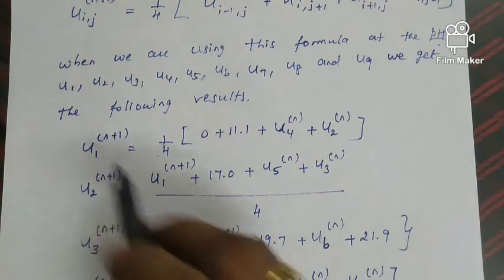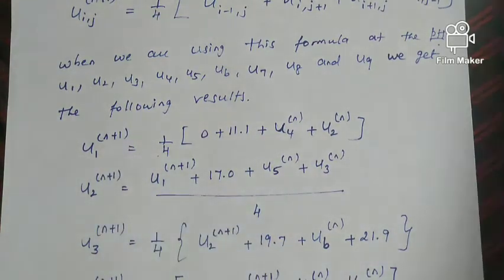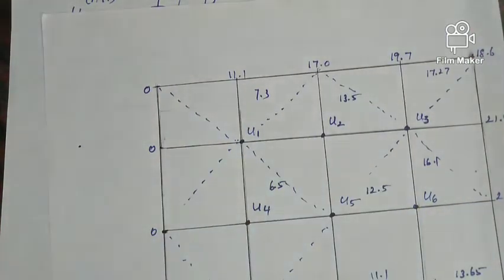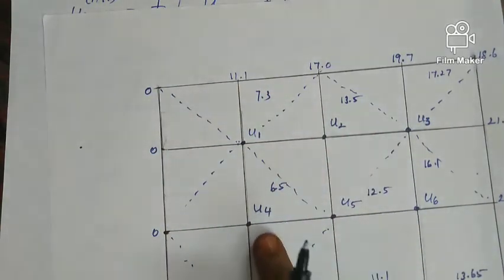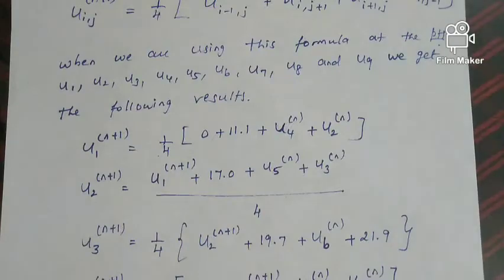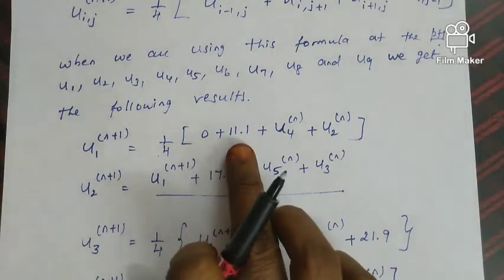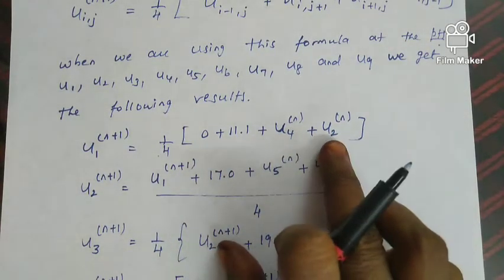So for the first one, u1 of n+1. What is u1 of n+1? It is 0, 11.1, u2 and u4. Applying these 4 values, we can get this. So 0, 11.1, u4 of n plus u2 of n.